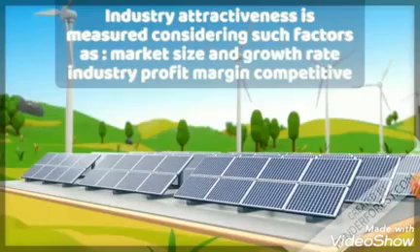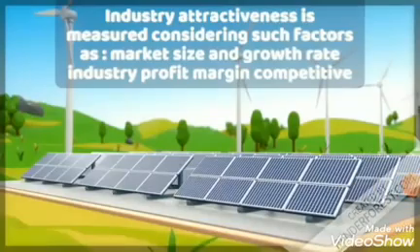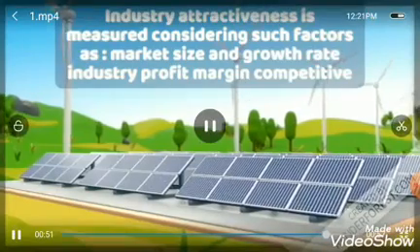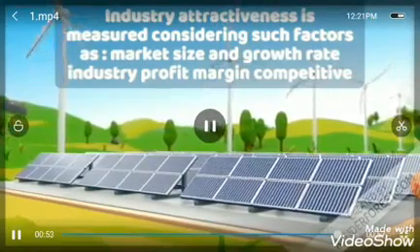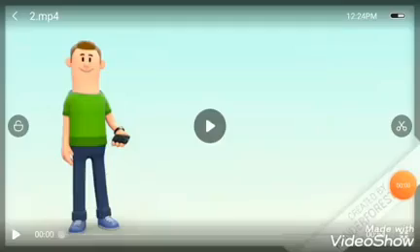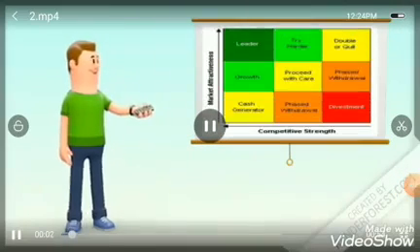Next, the industry attractiveness is also measured by taking factors such as market size and growth rate, industry profit margin, competitive intensity, economies of scale, and obviously technology, social, economic, environmental, legal, and human factors as well. Those factors are considered here. So let us see the particular nine-cell matrix here.